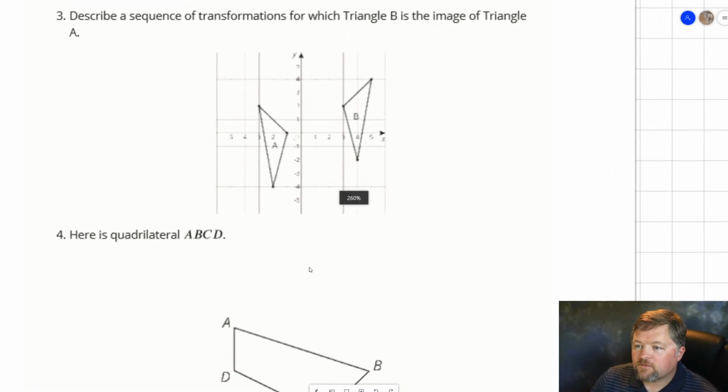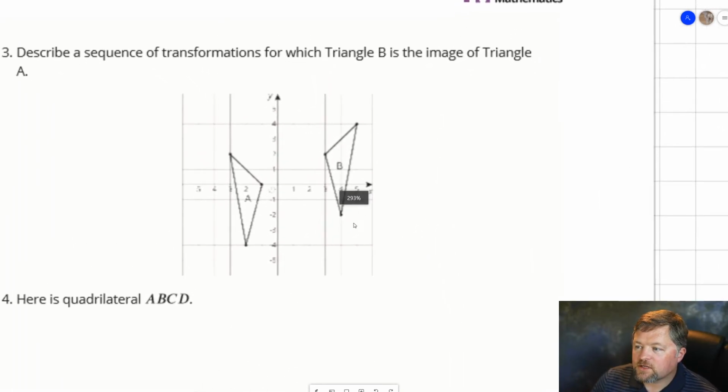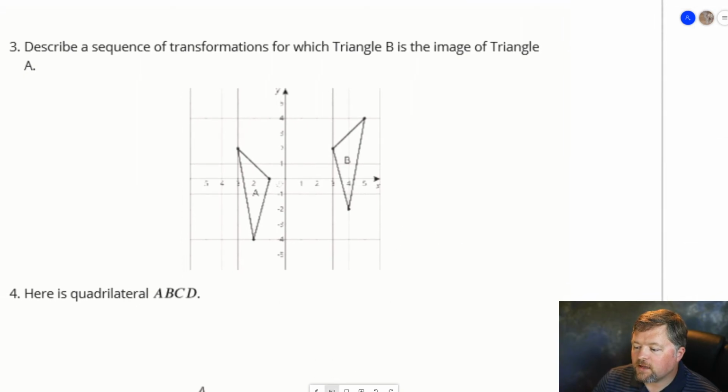Okay, next we have to describe a sequence of transformations for which triangle B is the image of triangle A. So what do we have to do to A to turn it into B? Well, the first thing I notice here is these are oriented differently, which means we're going to need a reflection. Let's reflect over the y-axis.